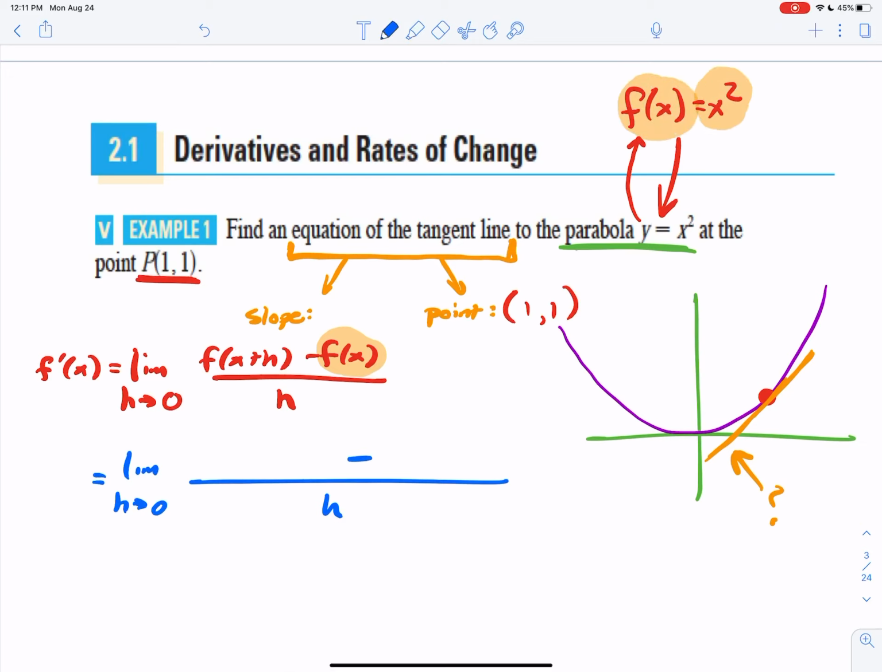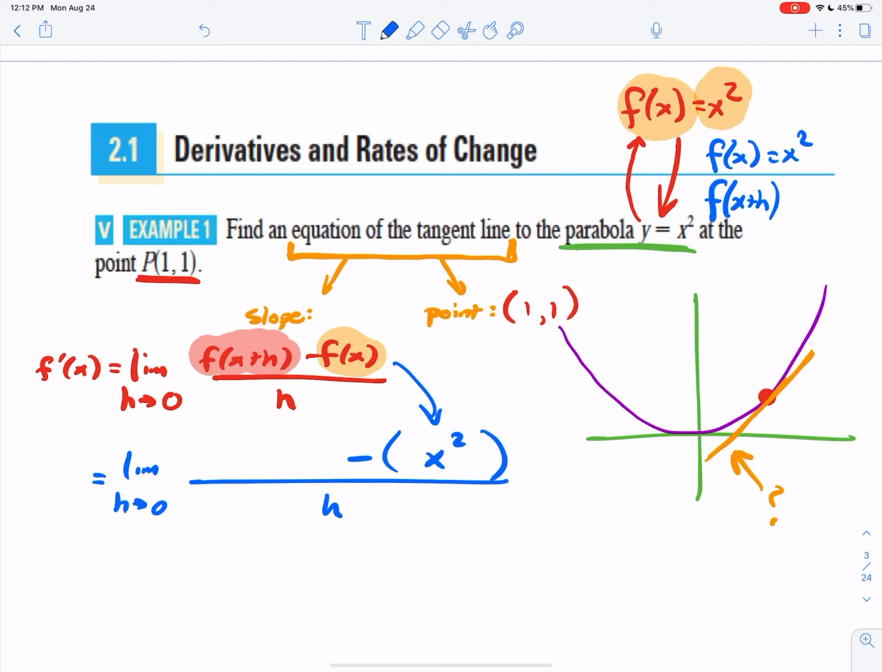So I'm going to plug f of x in there. F of x is x squared. That's the easy part. Now this part here is where some people tend to get confused. But we need to figure out what f of x plus h is. So kind of like the exploration that we did. If you guys know f of x is x squared, what's f of x plus h, right?